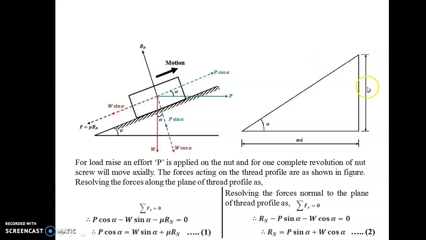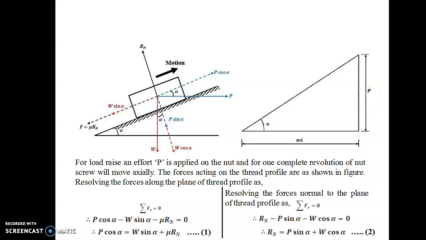Within one rotation of a screw, distance traveled by screw is equal to pitch. Here it is assumed that it is a single start screw. So in a case of single start screw, lead is equal to pitch. So here it is L is equal to pitch.